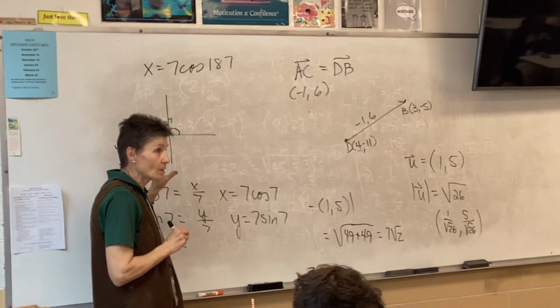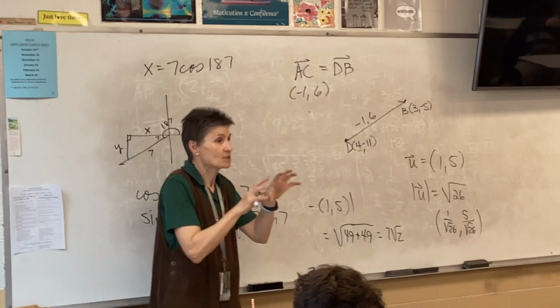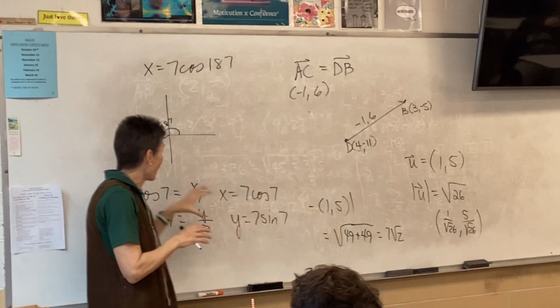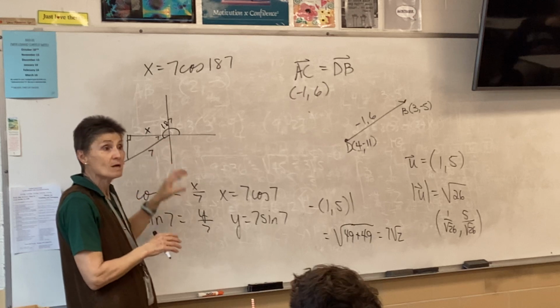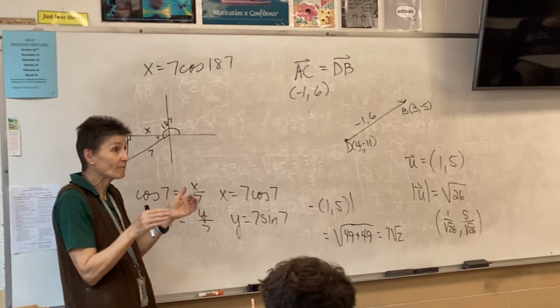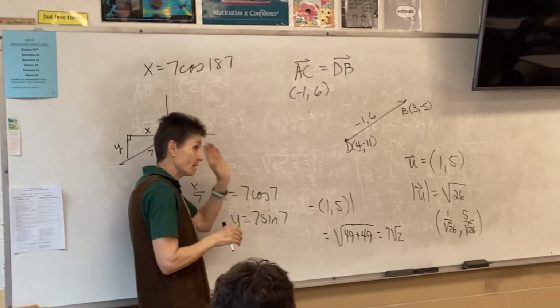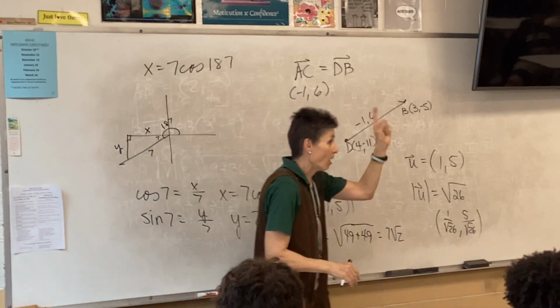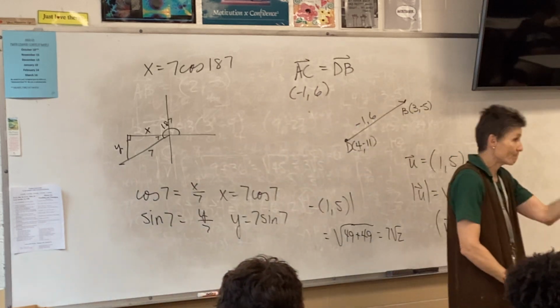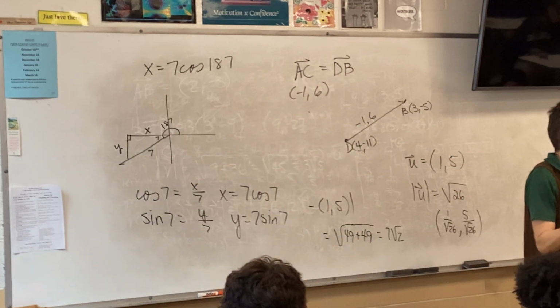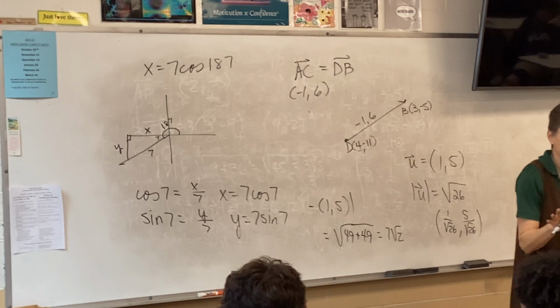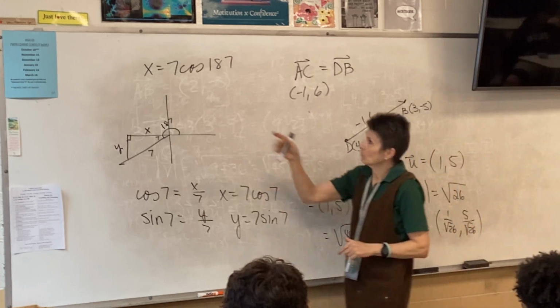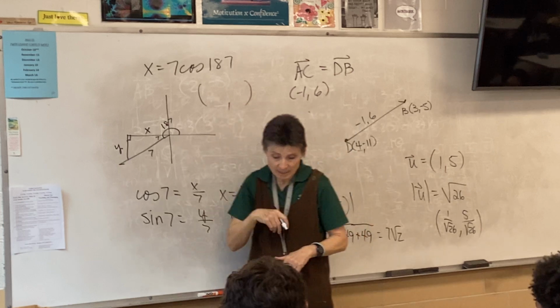We are programmed to draw triangles, and so I get it that this is what you want to do. It'll work every time, but you don't have to do it. The components of the vector are magnitude cosine theta, magnitude sine theta, period, every time. Okay? All right, and you're going to get whatever the decimals are. That will be your answer.